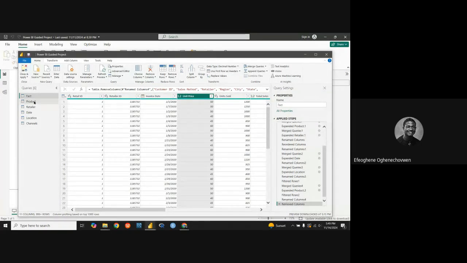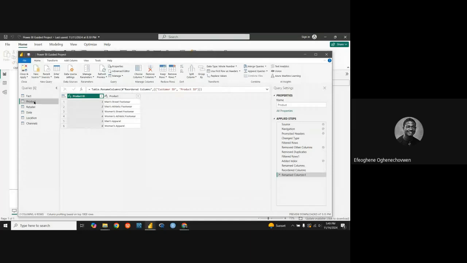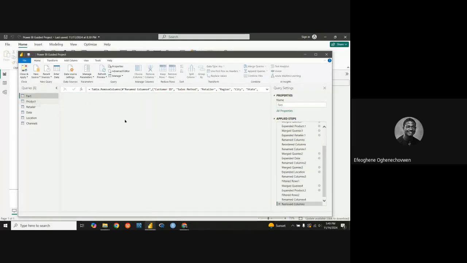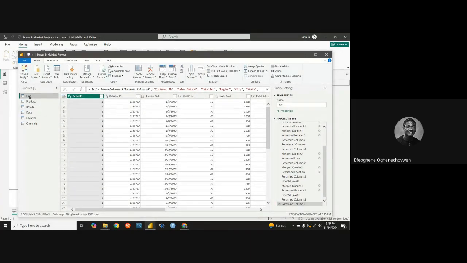All right, so I think we are good to go. After that, we have a fact table. We have 6 tables here, 5 dimension tables and 1 fact table. We come over to close and apply. If we close, the changes will not be affected. Right now I'm in my Power Query editor, but the change will not be affected in the Power BI desktop. All right, so I want to apply.